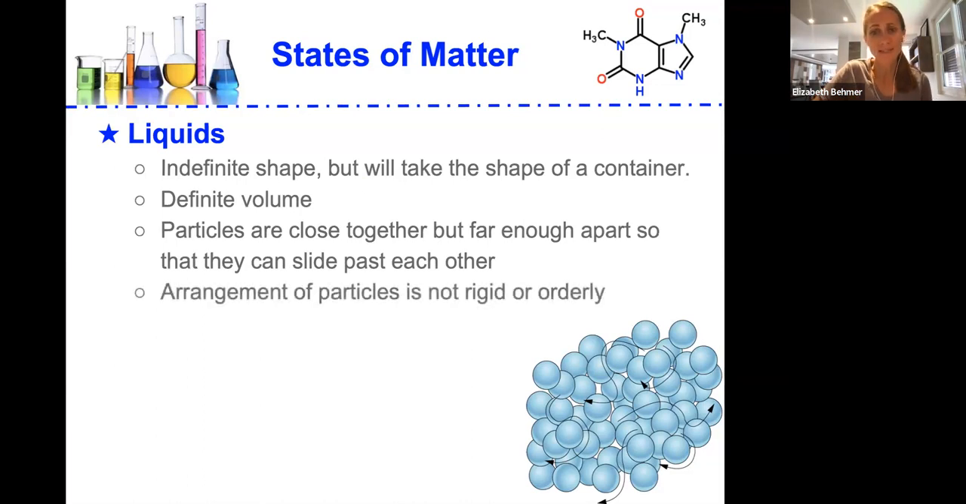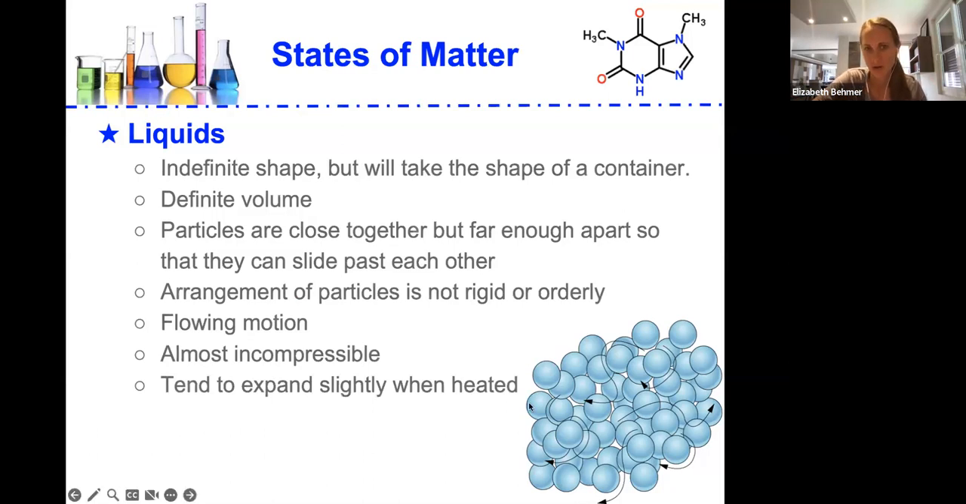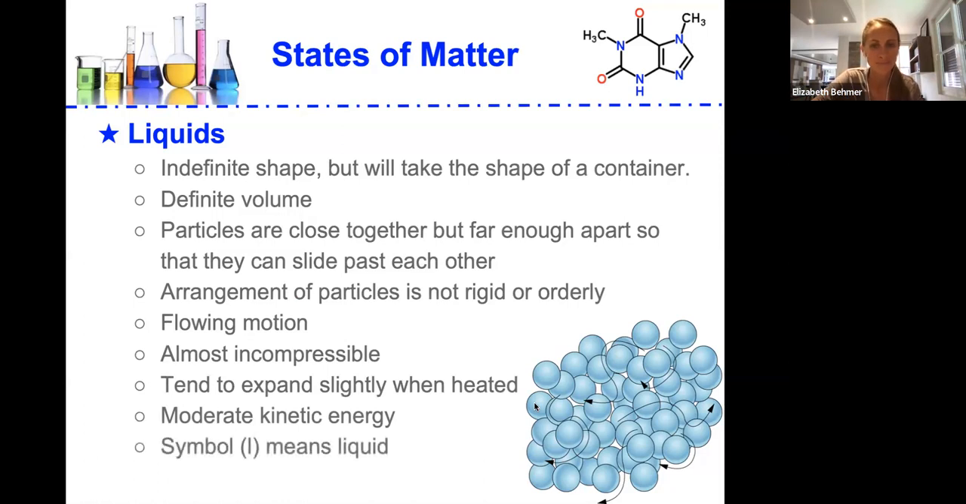The arrangement of particles is not rigid or orderly the way it was in solids, and there's a flowing motion to the particles in liquids. They are almost incompressible, meaning you can't compress them in on themselves. They also tend to expand slightly when heated because heat causes the particles in liquids to move a little bit, and that causes them to expand. So there's a moderate kinetic energy, meaning the particles can move a little bit more than in solids when heated. We always use a lowercase l as the symbol to signify a liquid.